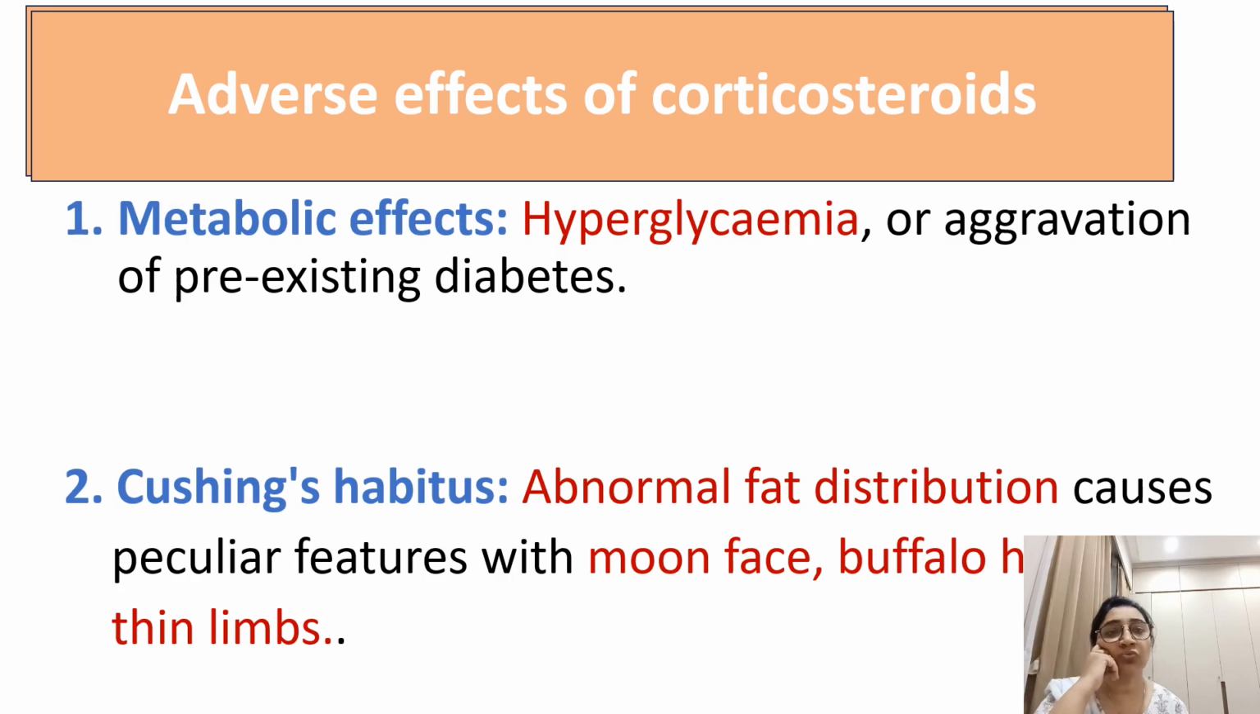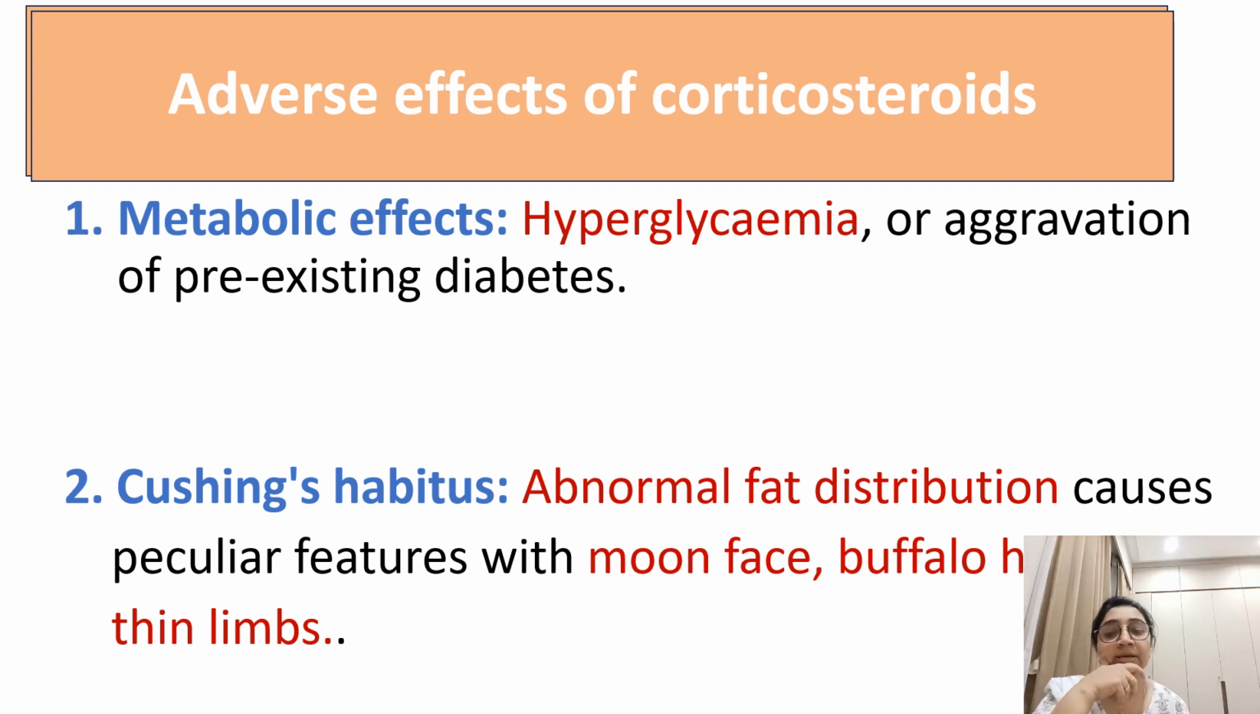So first of all is the metabolic effect on carbohydrate metabolism. Hyperglycemia occurs or aggravates pre-existing diabetes due to stimulation of glycogen deposition in the liver as well as gluconeogenesis from other sources like amino acids, and decreased peripheral utilization of glucose. Ultimately what happens? Glucose will increase in the blood.